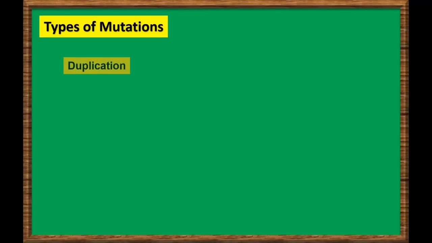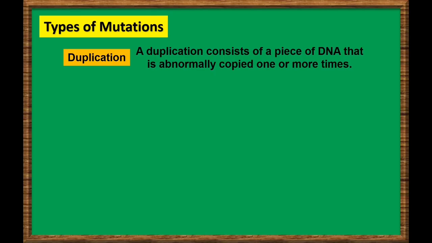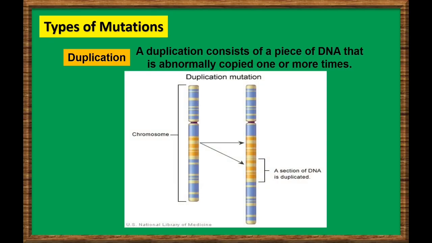The next type is duplication. A duplication consists of a piece of DNA that is abnormally copied one or more times. This type of mutation may alter the function of the resulting protein.